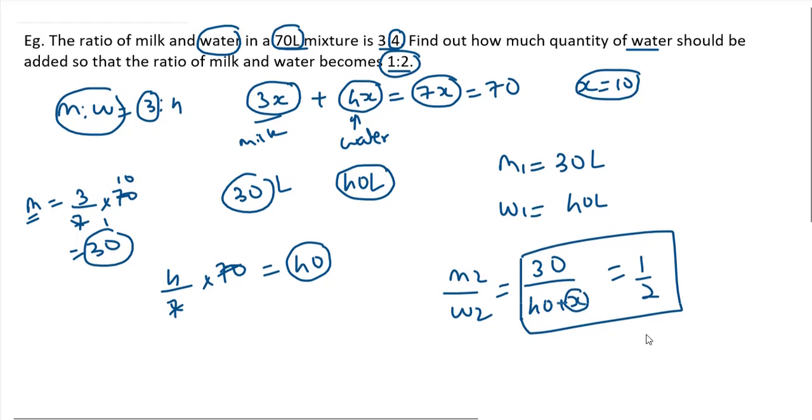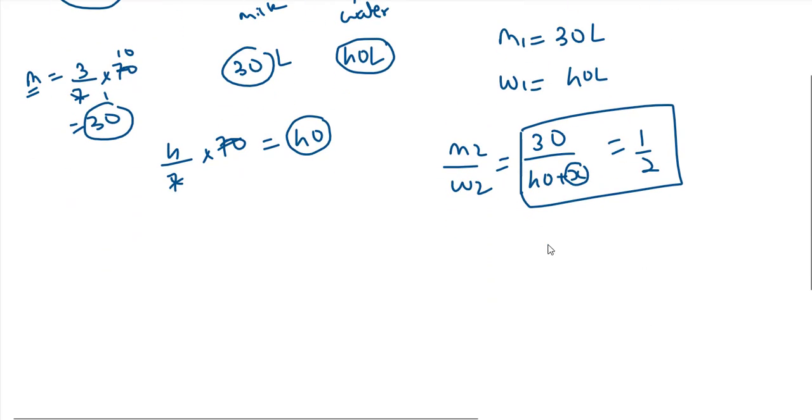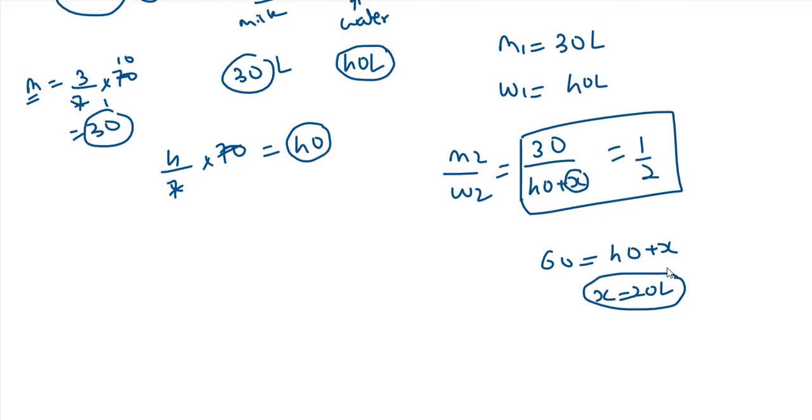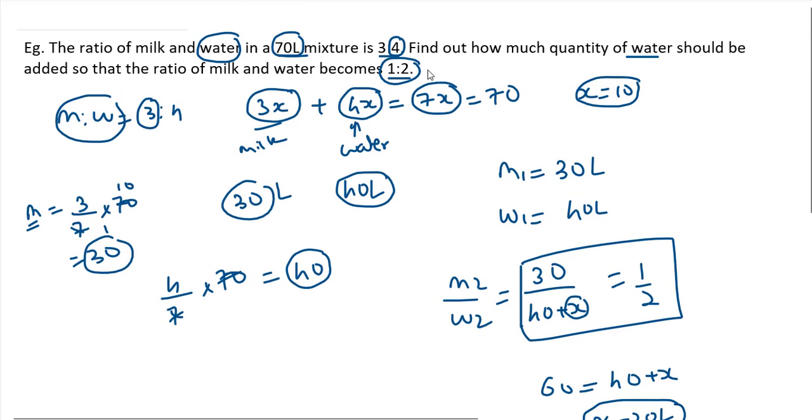So we'll cross multiply and solve this. This will become 60 equal to 40 plus X. So from here we'll get X equal to 20 liters. So we'll have to add 20 liters to this mixture. Then the ratio of milk and water will become 1:2.